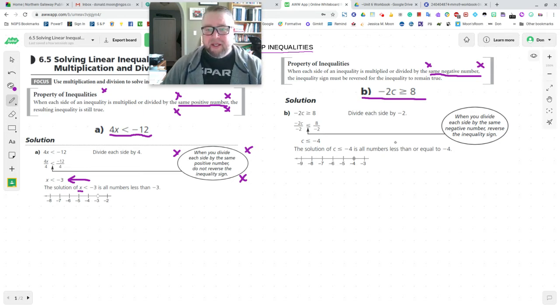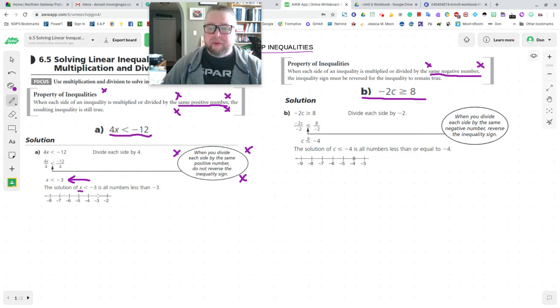All right. When we go through here, again, it's a single step. We want to isolate the variable. In order to get rid of the negative 2, we have to divide by the same. So negative 2c divided by negative 2 is c, and then I have 8 divided by negative 2, which is negative 4.